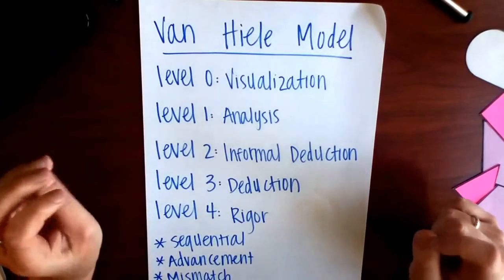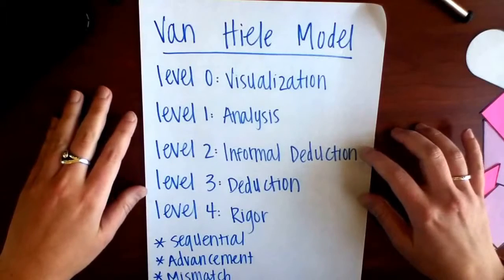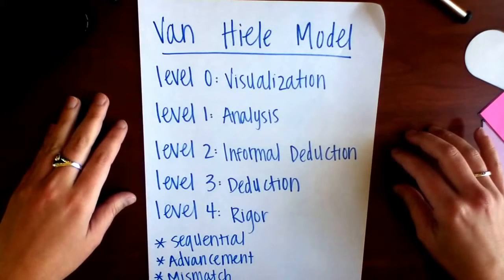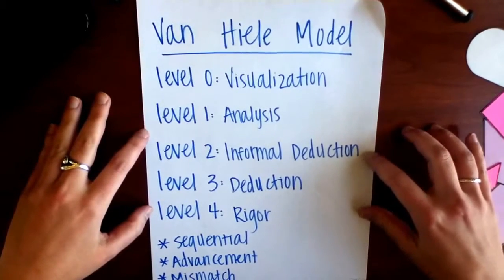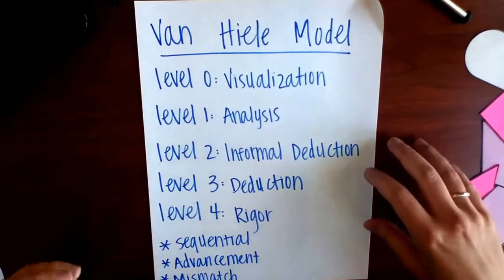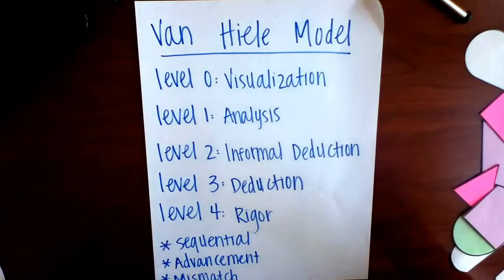Today we will be learning about geometry in the Van Hiele model. Geometry is a branch of mathematics that deals with questions of shape, size, relative positions of figures, and the properties of space. Today we're going to be looking at the different levels of the Van Hiele model. They are labeled level 0 through 4. We are going to be focusing on levels 0 and 1.